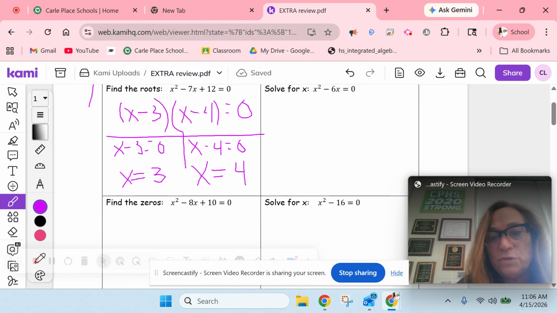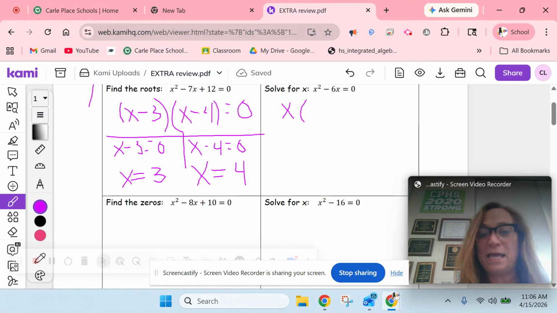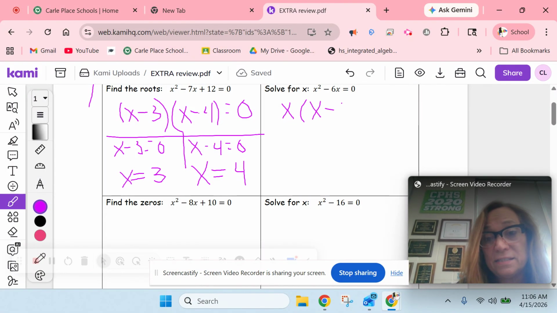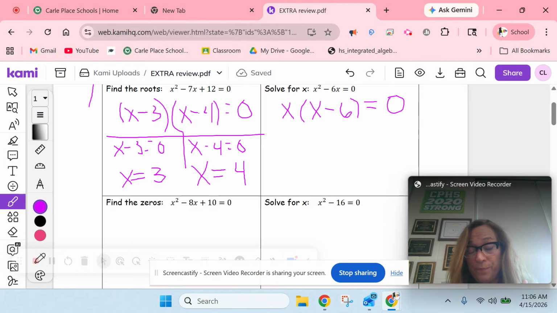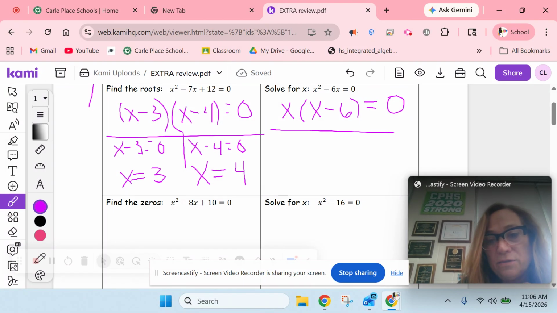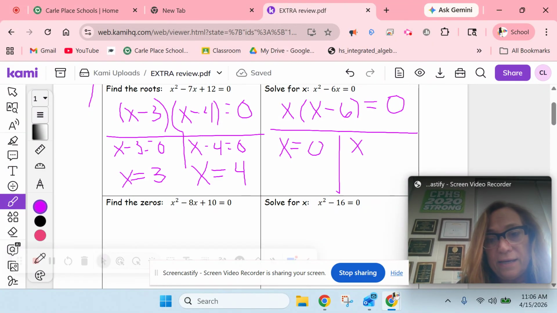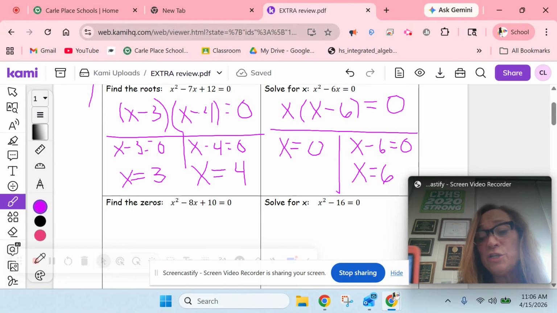Okay? So this is a GCF, so I'm going to pull out the x, which is the GCF, because x squared and 6x have x in common. And then this is going to be x minus 6 equals 0. So standard form, set equal to 0, and then factor. So now I'm going to set the factors equal to 0, so x equals 0, and x minus 6 equals 0, so x equals 6. And again, you can check it on your calculator.